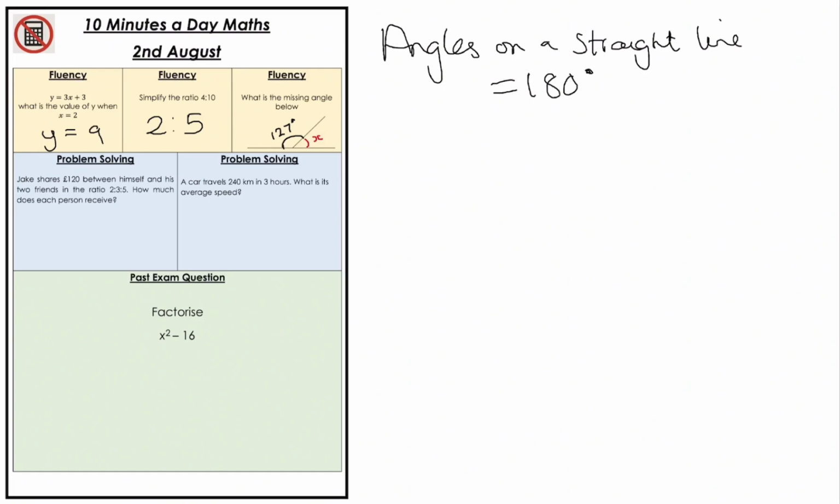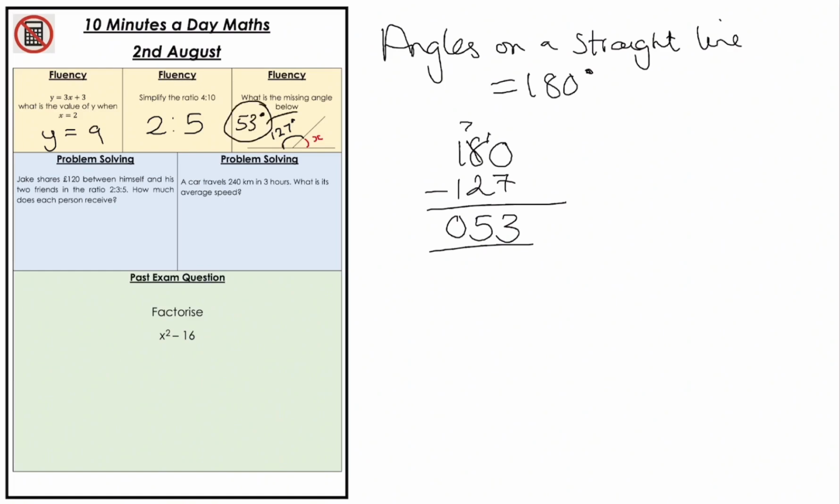So we're going to do 180 take away 127. 0 take away 7 you cannot do, so we will need to exchange. 10 take away 7 is 3, 7 take away 2 is 5, 1 take away 1 is 0. So x equals 53 degrees. Okay, so that's the answer there.